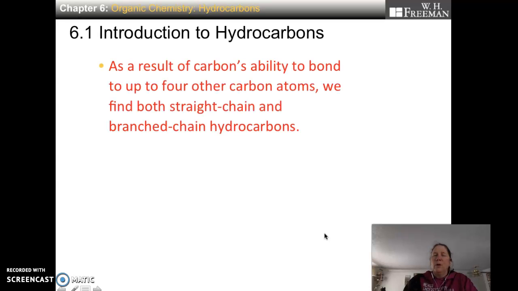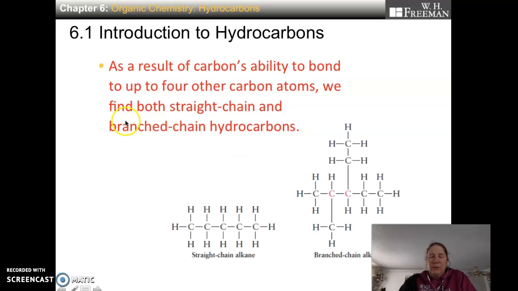Okay, so as a result of carbon's ability to bond, carbon is the most versatile element, if you want to call it that, because it needs 4 bonds, so it can form all kinds of compounds. It can form straight chains, branched, it can do rings. Like I said, it's the most versatile. That's why there's so many carbon compounds.